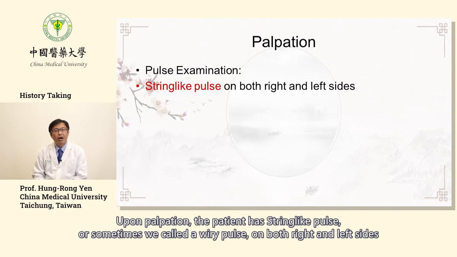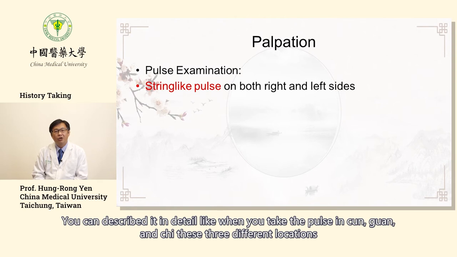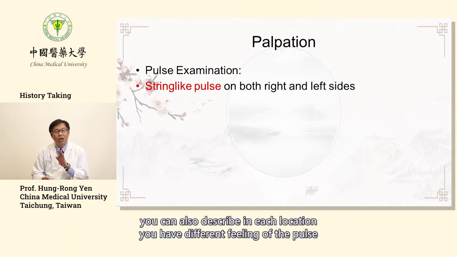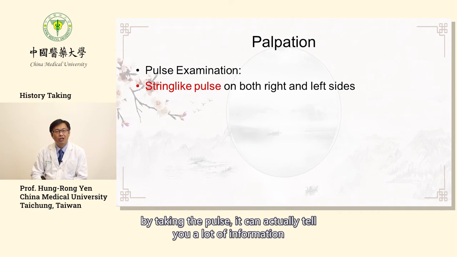Upon palpation, the patient has a string-like pulse, or sometimes we call it a wiry pulse, on both right and left-hand side. So here you can describe it in detail, like when you take the pulse on the cun, guan, chi, these three different locations. You can also describe in which location you have a different feeling of the pulse. So by taking the pulse, it actually can also tell you a lot of information.